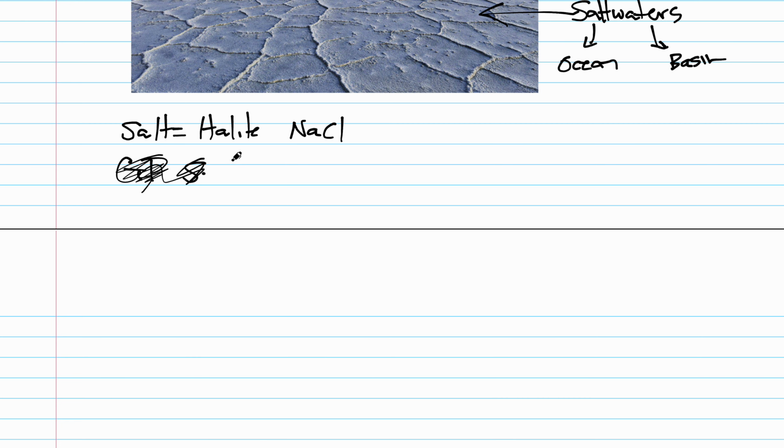Gypsum is our second rock type that occurs in the sedimentary rocks. It's very common, and it also forms by evaporation of ocean water or saltwater basins, but here the waters are enriched in calcium and sulfur. That tends to be the ingredients that you need to create a rich sedimentary deposit of gypsum. And then our third and final rock for this category is travertine.